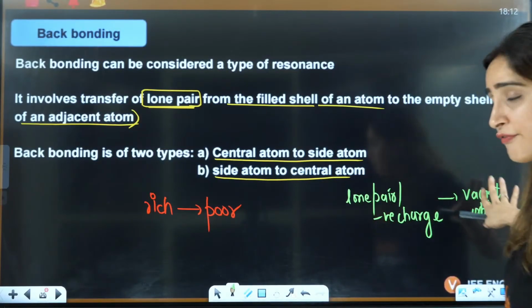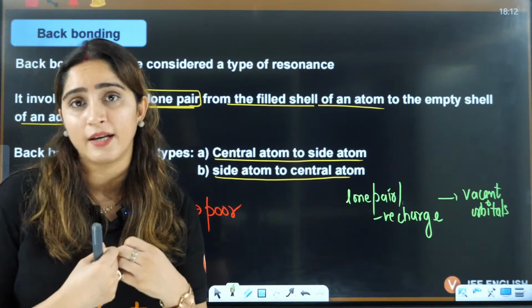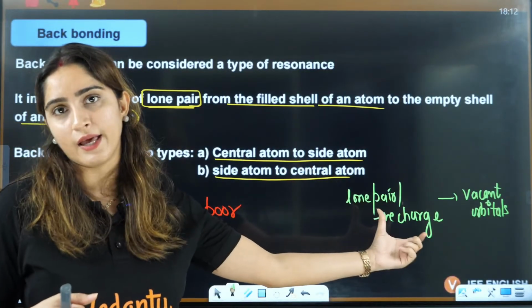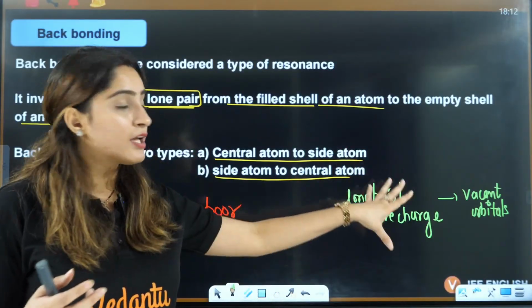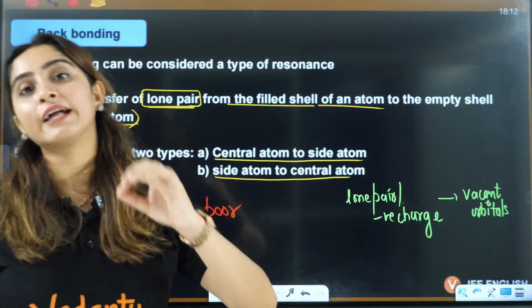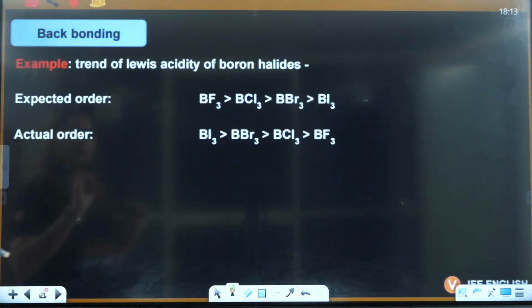If the other atom is not having any vacant orbitals, it cannot accept the electron. So both the conditions should be there. The one who is donating should have extra electrons. The one which is accepting should have vacant orbitals, right? Okay. So now let's see.